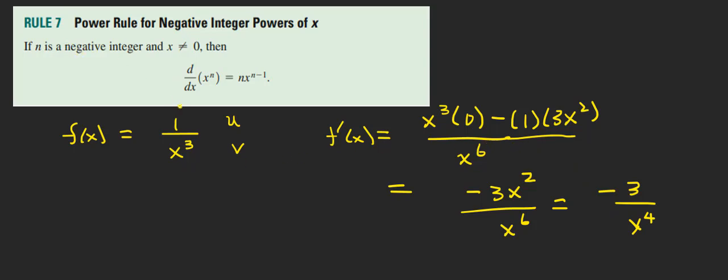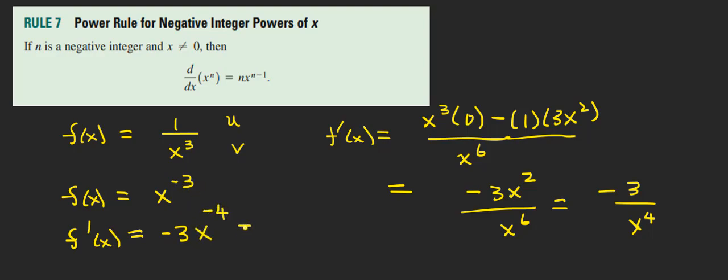However, you could use rule 7 for this problem. First, I'll rewrite it. f of x equals x to the negative 3rd. Now, apply the power rule. So what is the derivative? Well, it's going to be negative 3 x to the negative 3 minus 1, which is negative 4. And when you simplify, what do you get? Well, you could make that into a positive exponent. Negative 3 stays on top, and you get x to the 4. You get the same answer, but obviously this method is much quicker and faster.